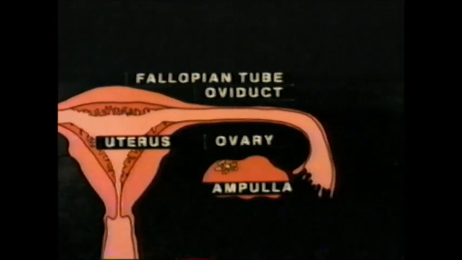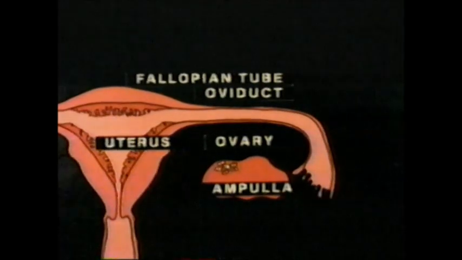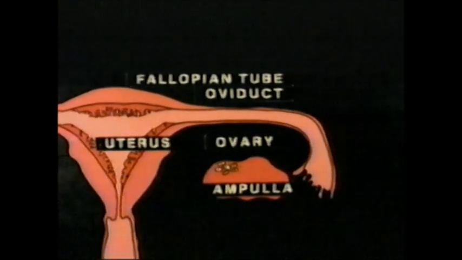Each month during a woman's reproductive years, egg maturation occurs in the ovary. In this organ lie thousands of tiny follicle units, each containing an egg cell known as a primary oocyte, surrounded by follicle cells.